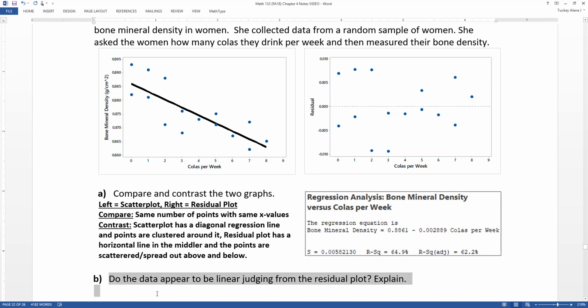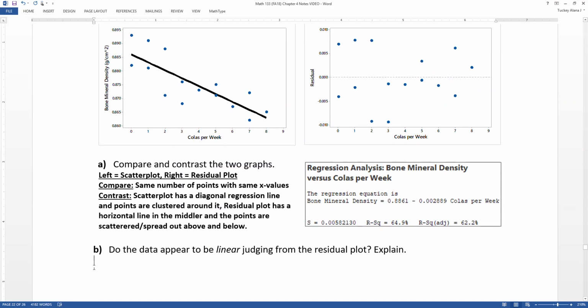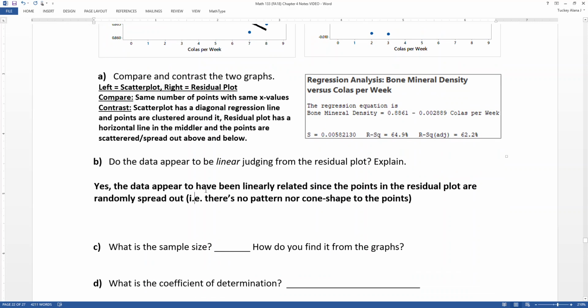So do the data appear to be linear, judging from the residual plot? Well, yes, they do, and that's because it looks like somebody just kind of tossed the points up there, right? If they look scattered and evenly spread out, which this does pretty well, then that means that the data were approximately linear. So since the points in the residual plot are randomly spread out, in other words, there's no pattern nor cone shape or horn shape to the points, then the data appear to have been linearly related.